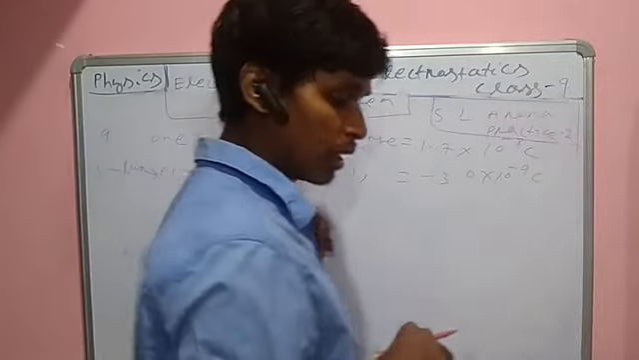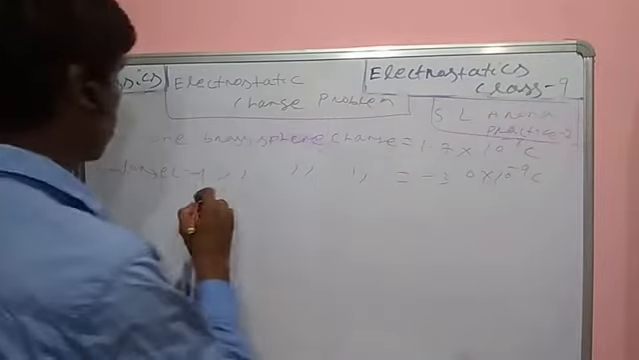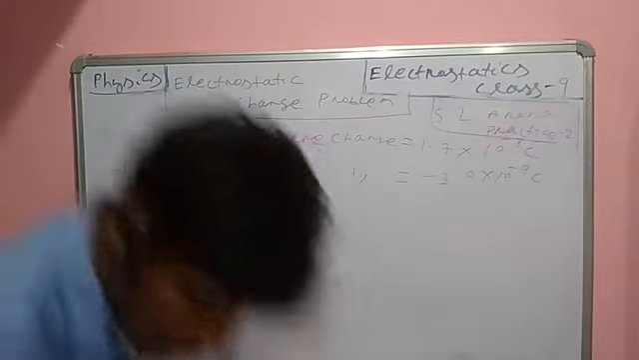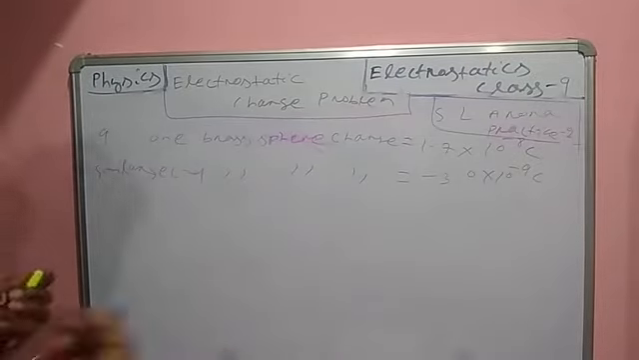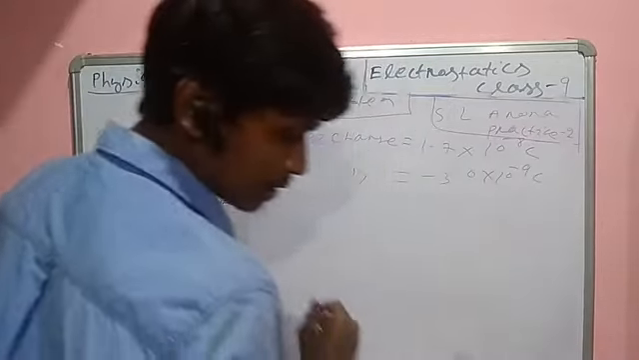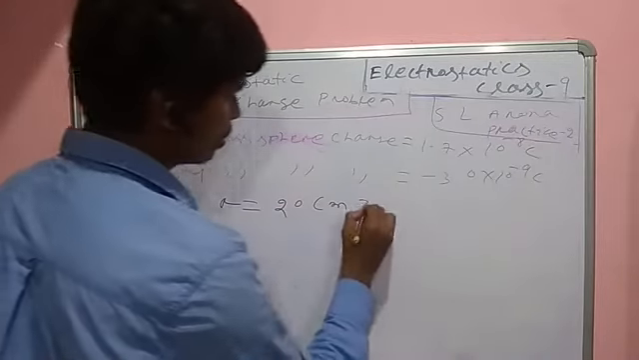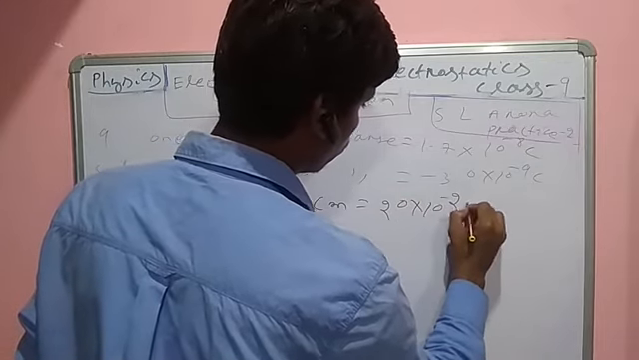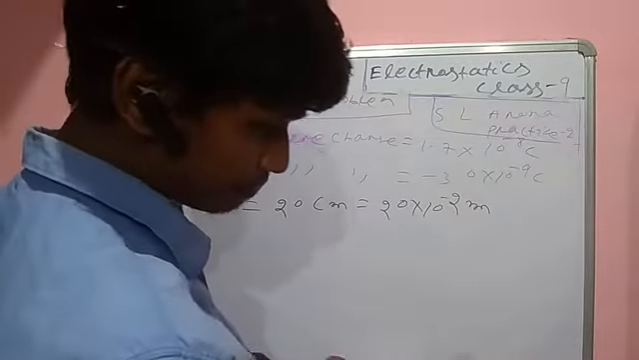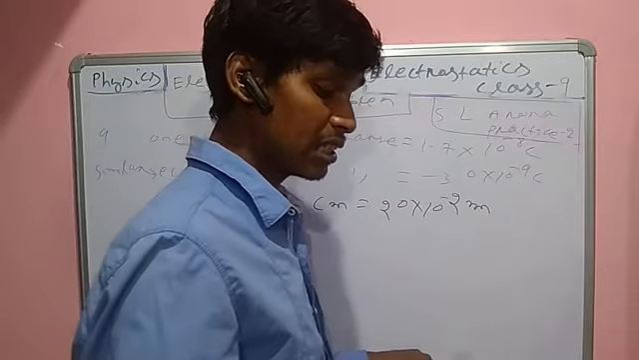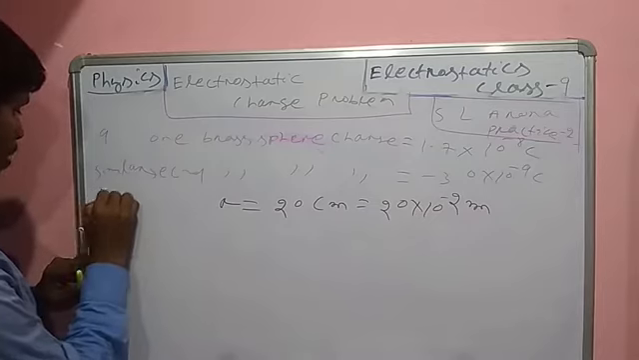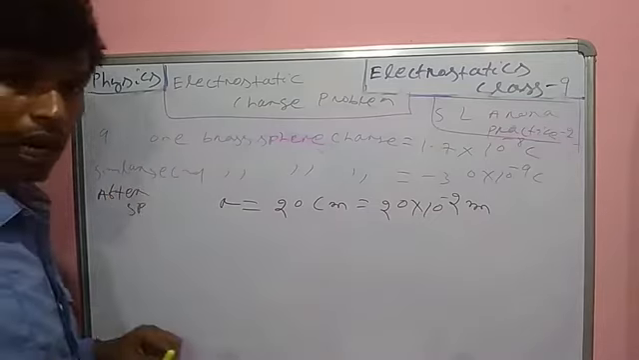Find the force between them when they are separated by a distance of 20 centimeter. That means R is given: 20 centimeter is equal to 20 into 10 to the minus 2 meter. The question asks to find the force between them after separation, when they are separated by a distance of 20 centimeter.